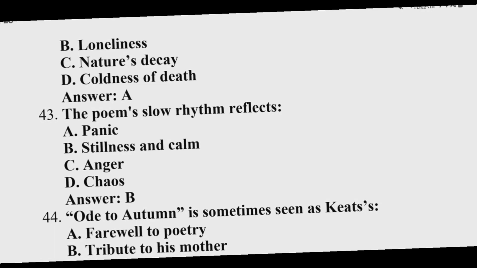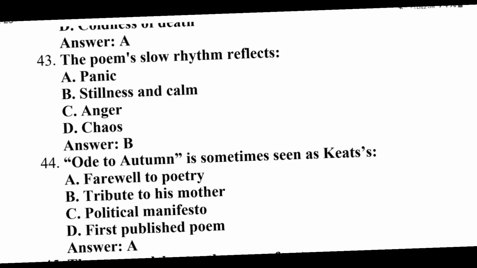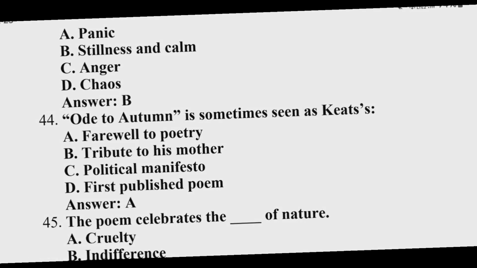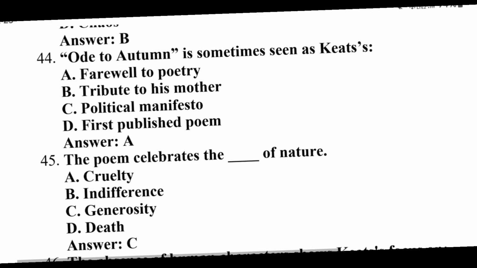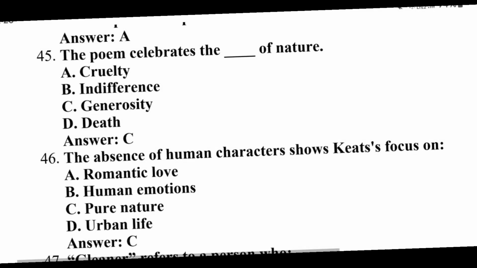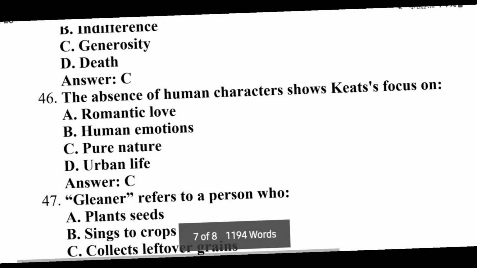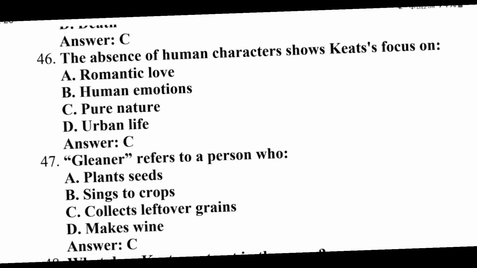Ode to Autumn is sometimes seen as Keats' farewell to poetry. The poem celebrates the generosity of nature. The absence of human characters shows Keats' focus on pure nature. Gleaner refers to a person who collects leftover grains.